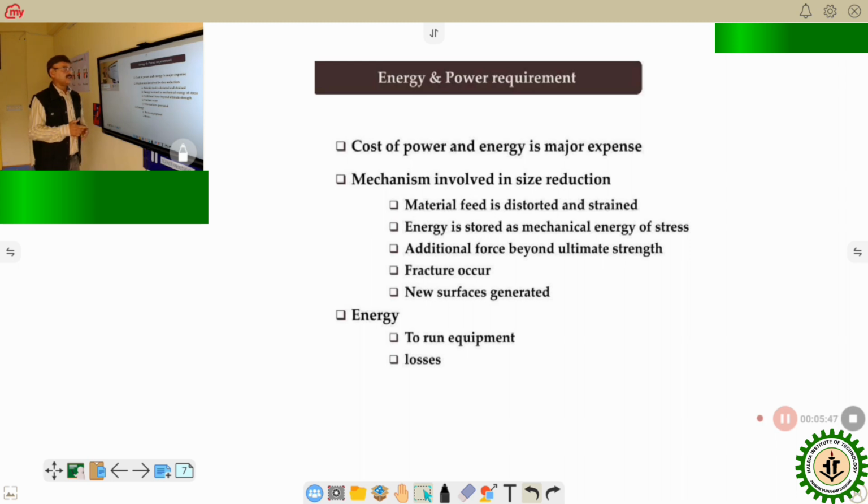In the mechanism involved in size reduction, the material feed is distorted or strained, and energy is stored as mechanical energy or stress. With additional force beyond the ultimate strength, fracture occurs and new surface is generated. Our objective in size reduction is to get smaller size particles. In parallel with the production of smaller size, surface area is created. Generally, the power input is compared with how much new surface area is created.